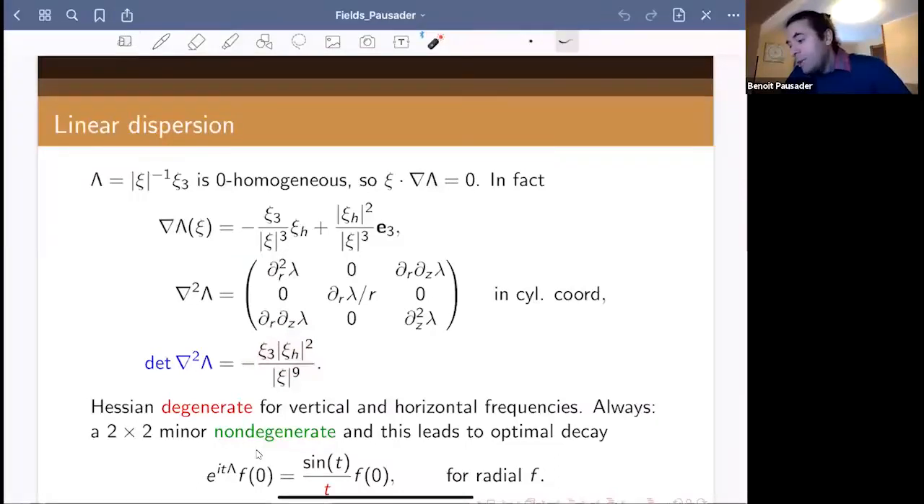And indeed, what you can at least check is that you always have a 2 by 2 minor, which is non-degenerate in all of those spaces. Also, when the frequencies reach the bad regions, so you start with 1 over t decay and you say, okay, because I'm not exactly 0 elsewhere, then I should be able to get something better. And in fact, the surprising thing is that no, 1 over t is the best thing that you can do even in 3D. And at least for radial functions, you can compute exactly the solution at the origin. And there you see that this is never going to decay faster than 1 over t. So that's something a little bizarre.